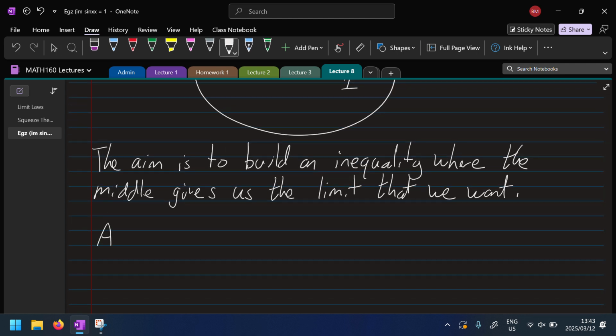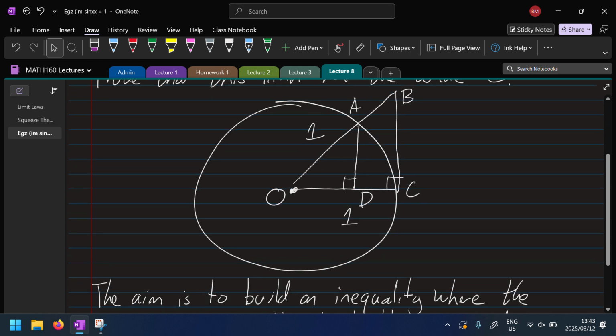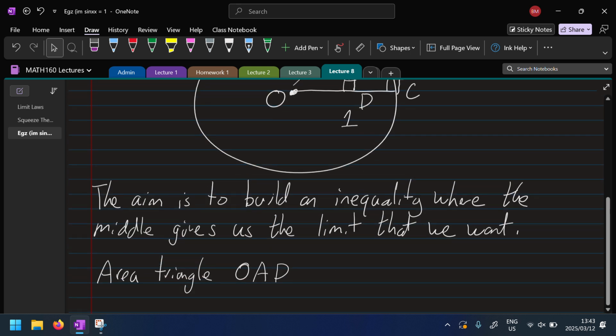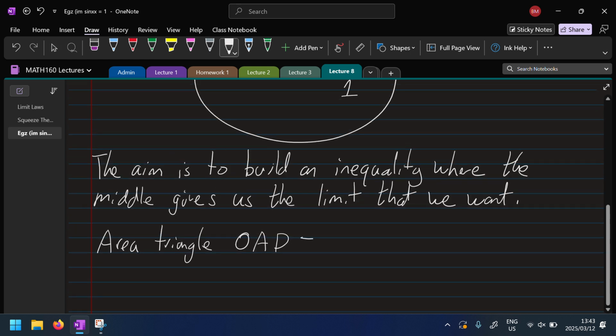Okay, so we want the area of triangle OAD. So OAD, that's the first one that I mentioned. That's the smallest one. This is going to be equal to half base times height, your normal triangle area. So it's going to be 1/2 the side length OD times the side length AD. Right, half base times height.